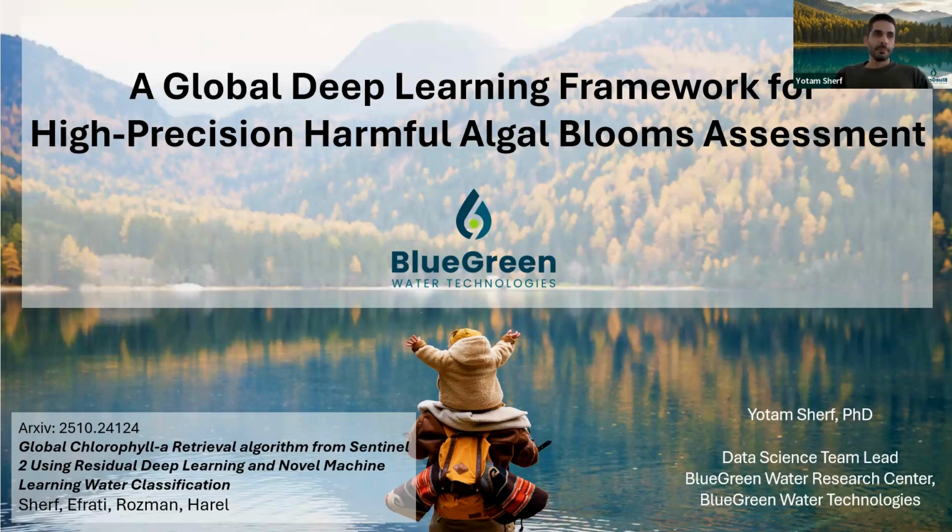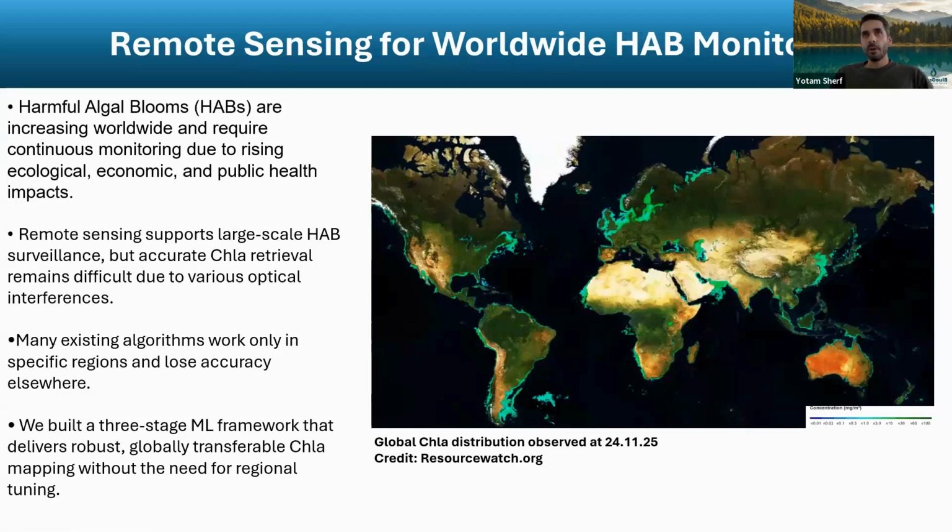So let's start. Remote sensing for worldwide HAB monitoring. Why do we monitor HAB with remote sensing? Because it provides us continuous monitoring. And we know that HABs are increasing worldwide, and they are raising costs in terms of ecological, economic, and public health impact. Remote sensing supports large-scale HAB surveillance.